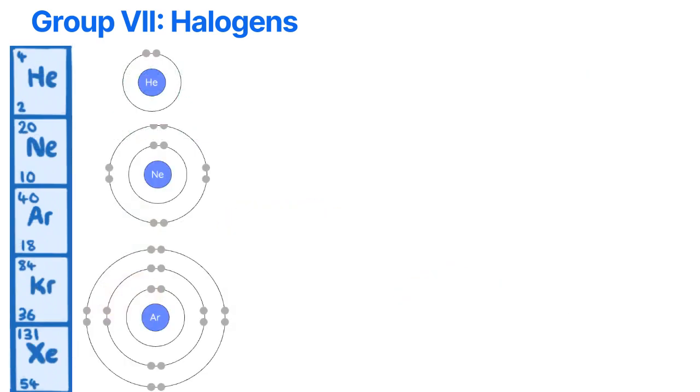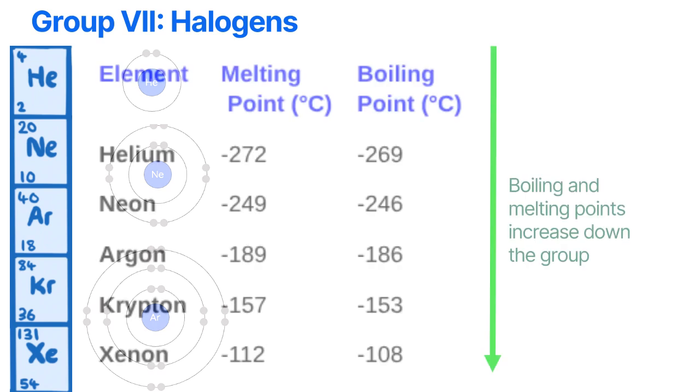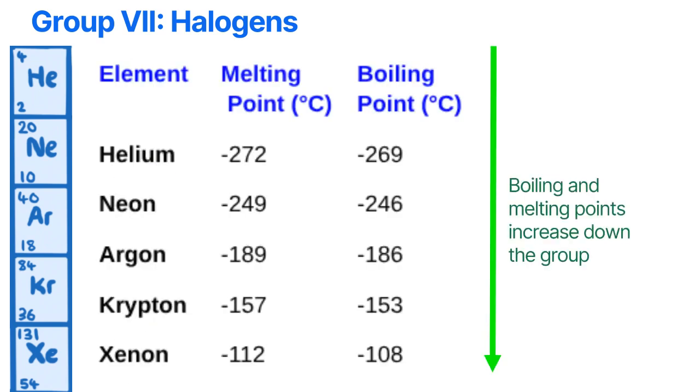Now, let us study Group 8, the noble gases. Examples include helium, neon, argon, krypton, and xenon. They are very unreactive because their outer electron shells are completely filled. They exist as single atoms, so we call them monatomic gases.